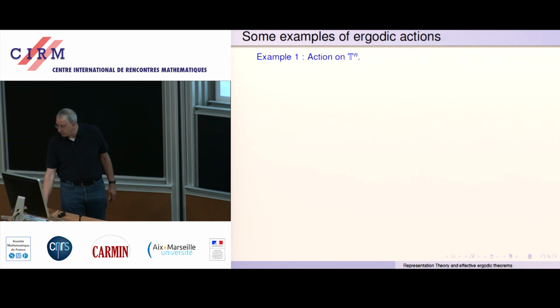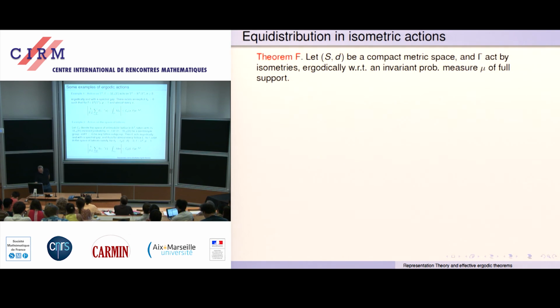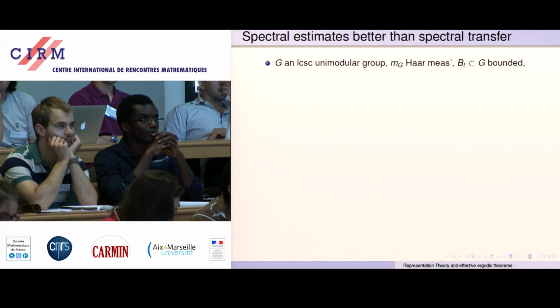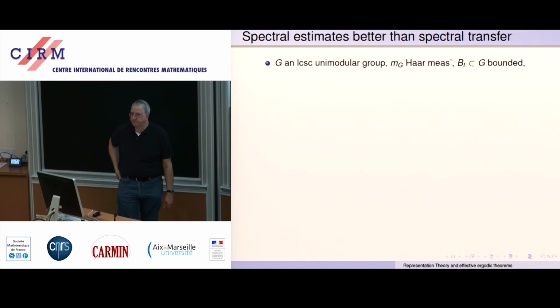Okay, so I also put down a few examples which I think would make a lot of sense since we discussed ergodic theorems for so long. But actually, I'm going to skip these examples, and I'm going to now turn back to spectral theory and discuss a very important feature of it, which will play a very large role tomorrow. So we're going to skip these examples and proceed to spectral estimates which are actually better than spectral transfer.